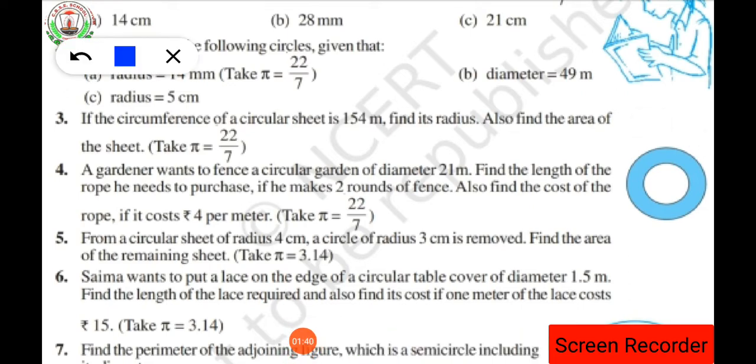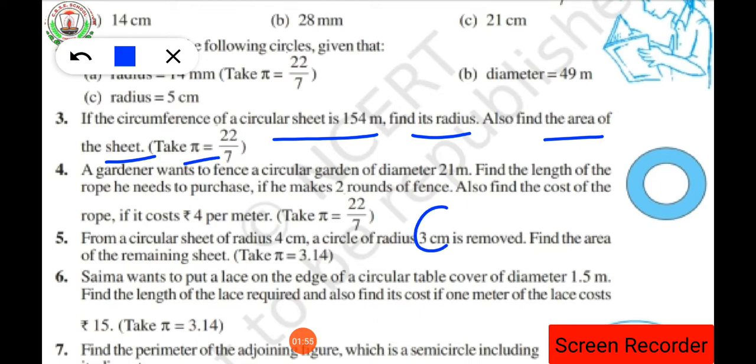Now in the third part of the question, it says that if the circumference of a circular sheet, that means circumference of a circle, value is given as 154 meter, find its radius. We have to find the radius. Also find the area of the sheet, and the value of pi you have to take as 22/7.